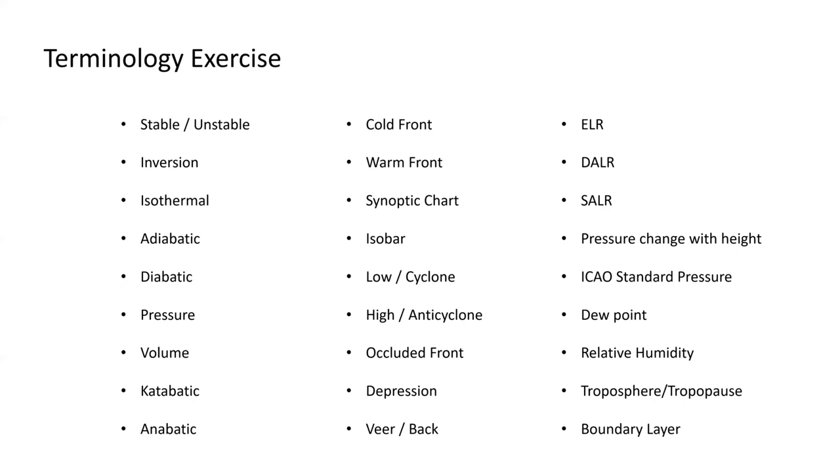High pressure, low pressure systems. Isobars. Lines of equal pressure, iso meaning equal. Equal amounts of pressure. Okay. Low: cyclone, depression. High: anticyclone, high pressure. Occlusion: a mixture of cold and warm. Difference between veering and backing? Veering is clockwise, backing is anticlockwise change.